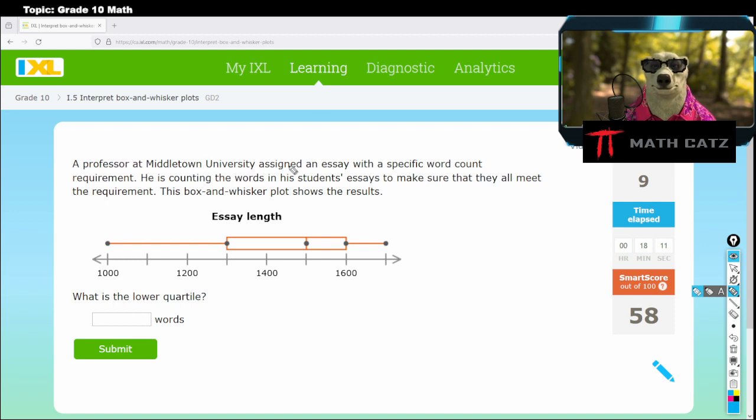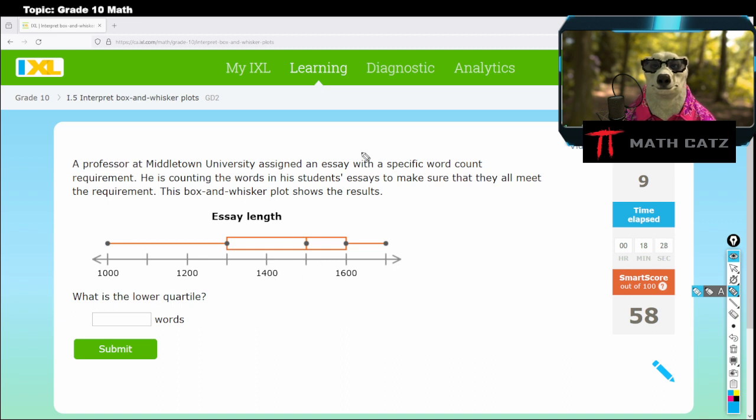Professor at Middletown University assigned an essay with a specific word count requirement. He's counting the words in his students' essays to make sure that they all meet the requirement. But of course, there is variation in the actual word count of the essay.